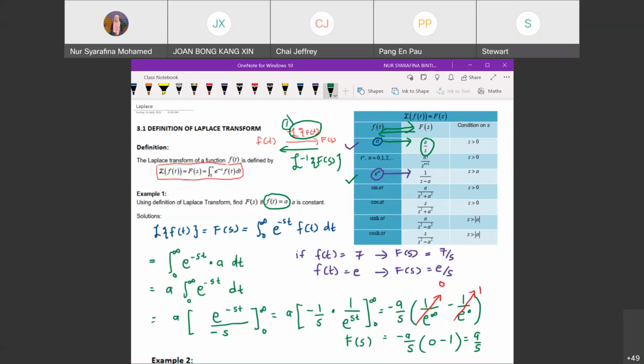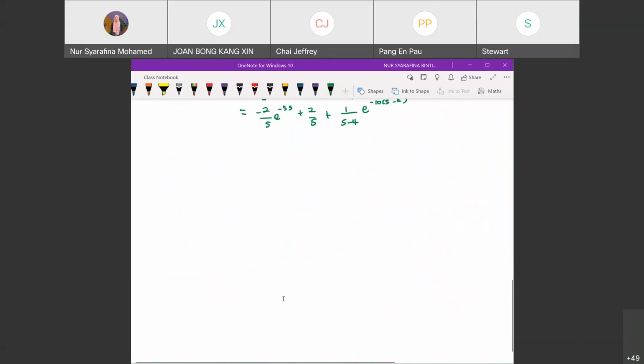While doing the next example, you are going to face many more functions instead of constant and exponent here. We have a lot of functions here. All right, so now let's proceed with the properties of transformation. Okay, let's start with the property of linearity.